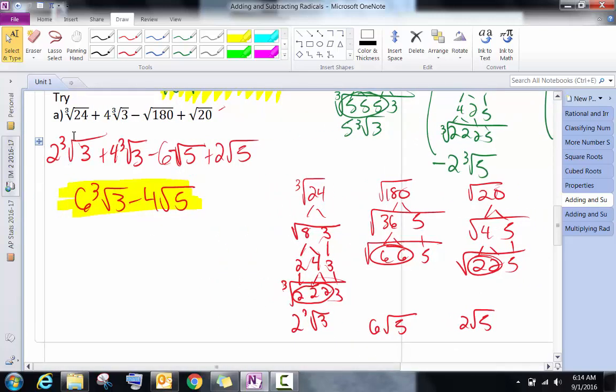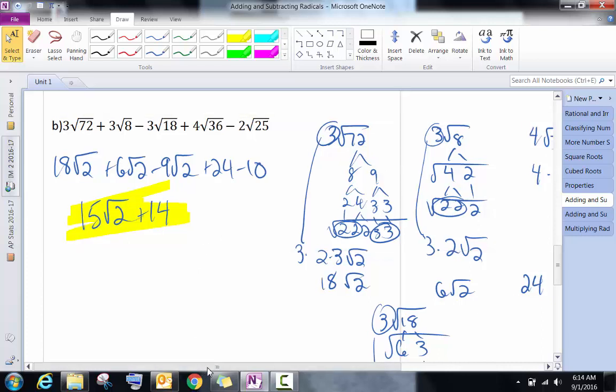So we have 2 cubed root of 3 plus 4 cubed root of 3 because we couldn't do anything with that. That's already simplified. Negative 6 root 5 plus 2 root 5. So we have 2 cubed roots. We add those together. 2 and 4 is 6. So 6 times the cubed root of 3. And then we have 2 square roots. So negative 6 and 2 gives me negative 4 root 5. And again, we can't add these. They don't have the same index, and they don't have the same radical.